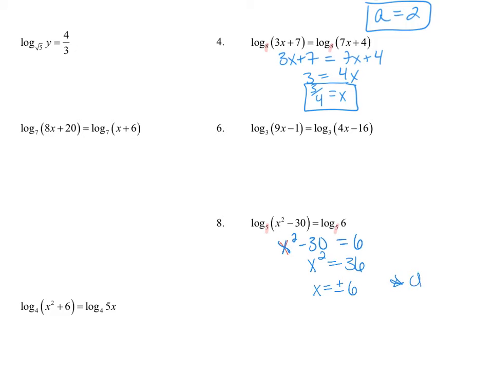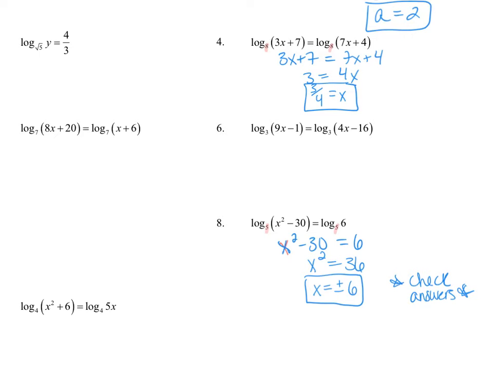Now, remember, you always want to check your answers for all of these for extraneous solutions. And remember, if anything makes your argument negative, it's not going to work, because you can't take the log of a negative number and call it a real number. So in this case, if I plug in both +6 into x and -6 in for x, I end up getting a positive argument for both. So these solutions are both possible.